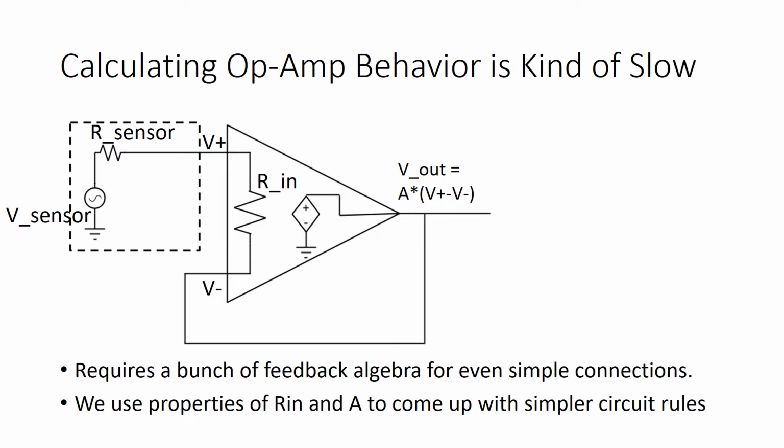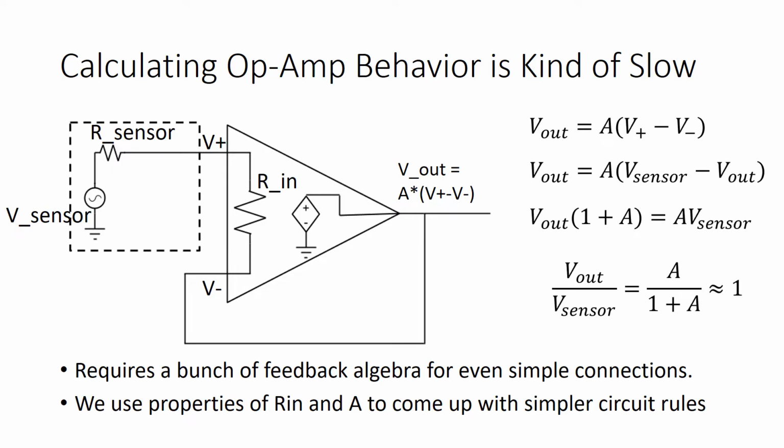In the last video, we figured out the behavior of this op-amp configuration, and we discovered that it had the nice property of buffering impedances while preserving voltages. However, we had to do this whole slide of math to figure that out. This video is about a faster way to get to the same result. Specifically, we're going to derive some rules for how op-amps affect the circuits around them.